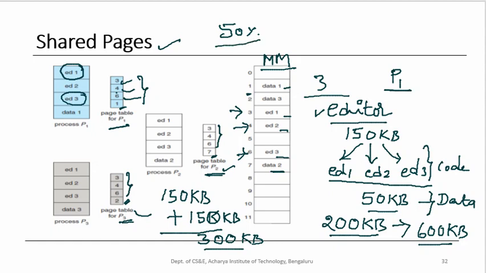So when you have, let's say, 40 users or 40 processes trying to execute an instance of the editor, the amount of memory that you are going to save is going to be huge, or significant.